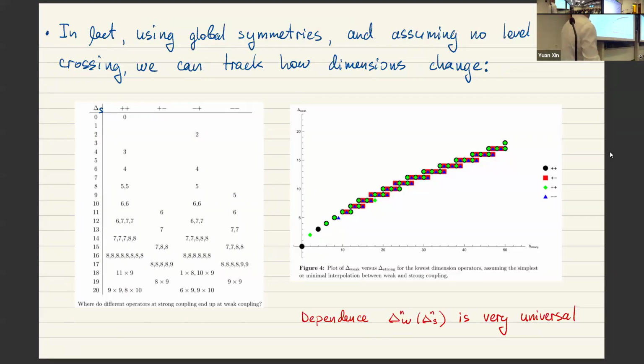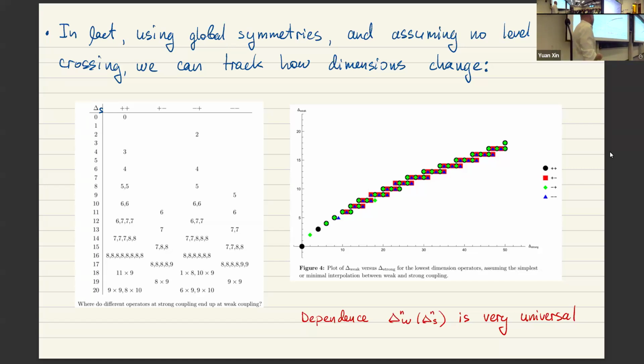Now let's do some more careful counting. What you see in this table and on this plot represent the same information. You do resolution by various discrete symmetries that we have on the worldsheet, and then you can basically match. You take some operator, it has some delta strong. Here you go from 0 to 20, and you see, okay, where can it go at weak coupling? What you observe from this table is basically not so many checks. For example, 12 can only go to 6 or 7, okay? And then this plot makes it up to somewhere around 50.